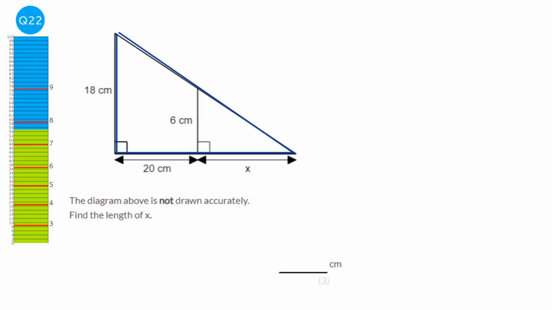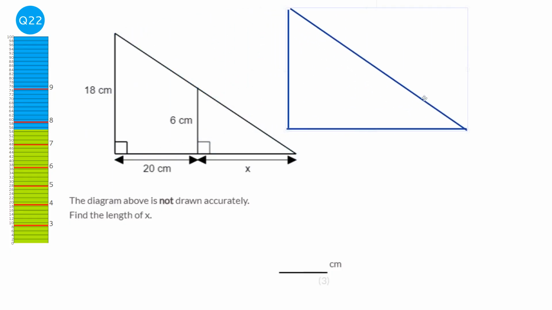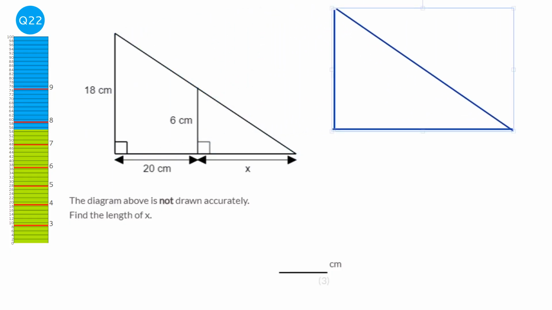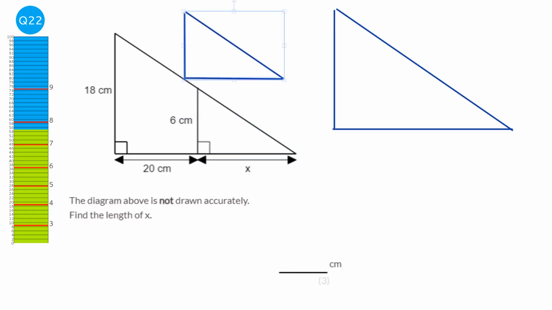So we're going to split this triangle off and just move it to the side so we can see what's going on. I'm going to do the same with the smaller triangle and move that to the side. So we can see we've got two triangles here. We've got a big triangle and a small triangle.